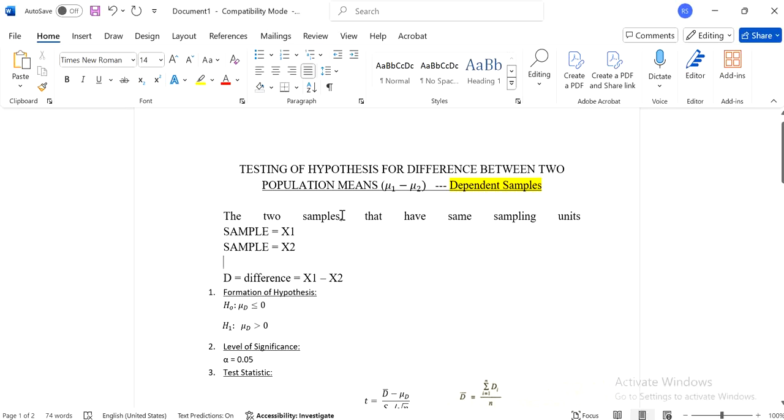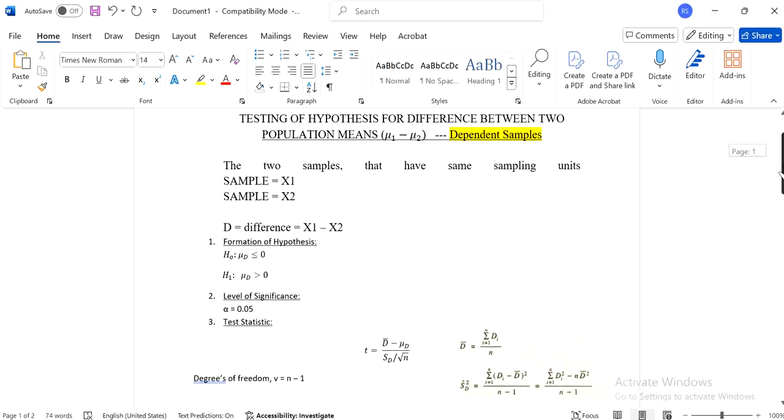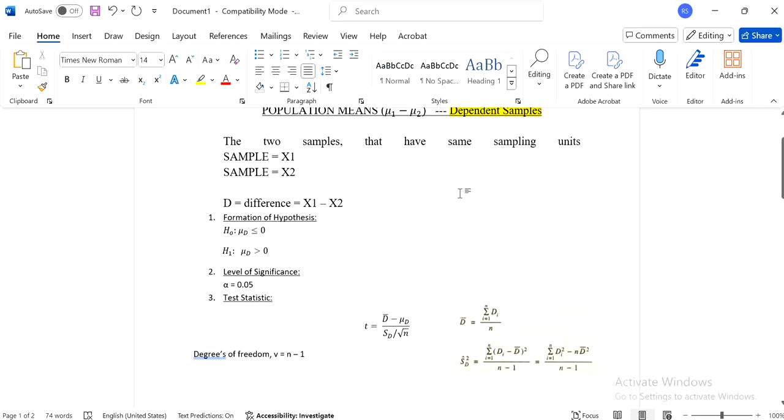Dependent samples means the samples are related to each other and the number of observations in both samples are equal. So the two samples have the same sampling units, x1 and x2, and will be part of this procedure. We first take the difference d, which equals x1 minus x2, and the formation of hypothesis in this case is mu d less than or equal to 0, or greater than 0.